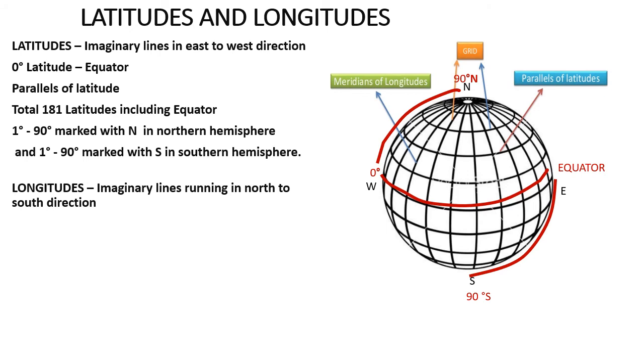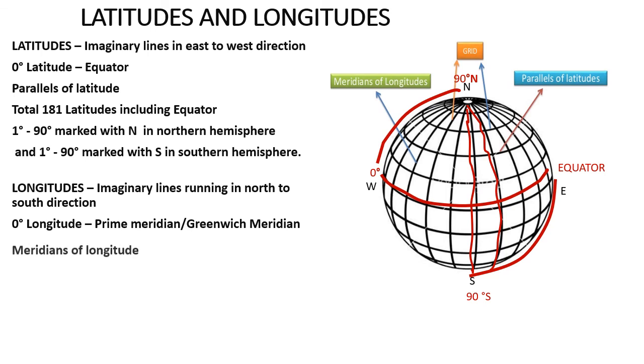Longitudes are imaginary lines which run in north to south direction by joining two poles from pole to pole. Latitudes are full circles but not equal in length, and longitudes are half circles but equal in length as they cover the same distance from North Pole to South Pole. 0° longitude is also known as prime meridian or Greenwich meridian. 0° latitude is called equator and 0° longitude is called prime meridian or Greenwich meridian.